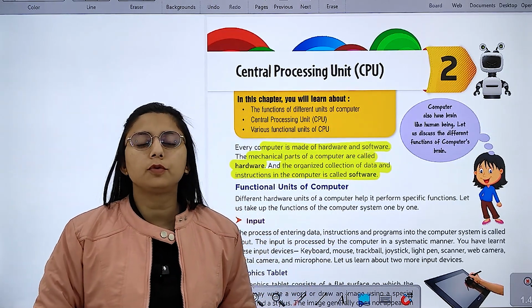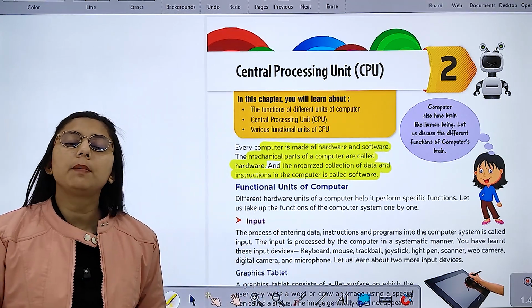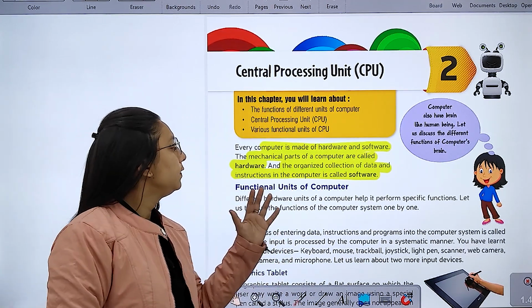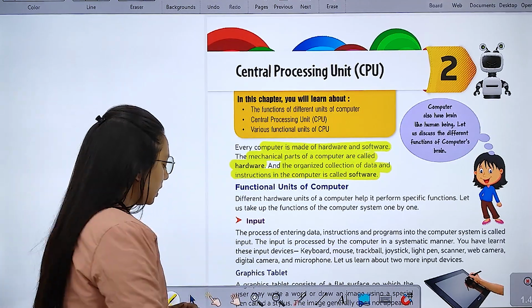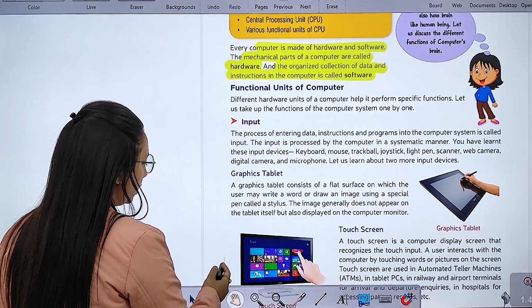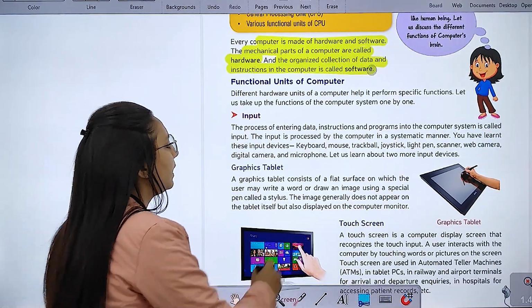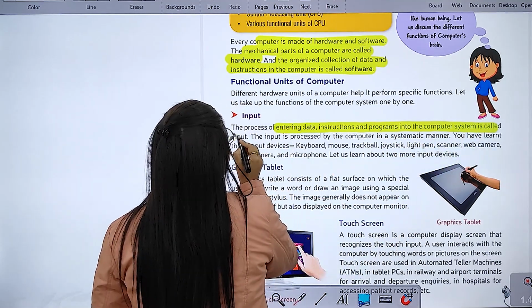Basically, our computer is made up of two parts, hardware and software. What is hardware? The part which you can feel and touch, or we can say the mechanical parts, right? So let's study about the functional units of computer. So first we have input. The process of entering data, instruction and programs into the computer system is called input.